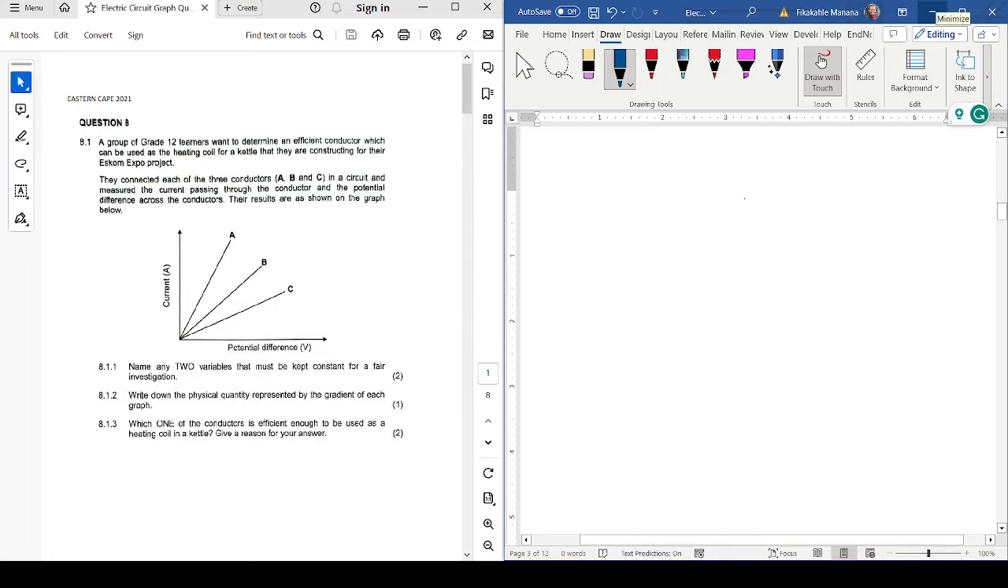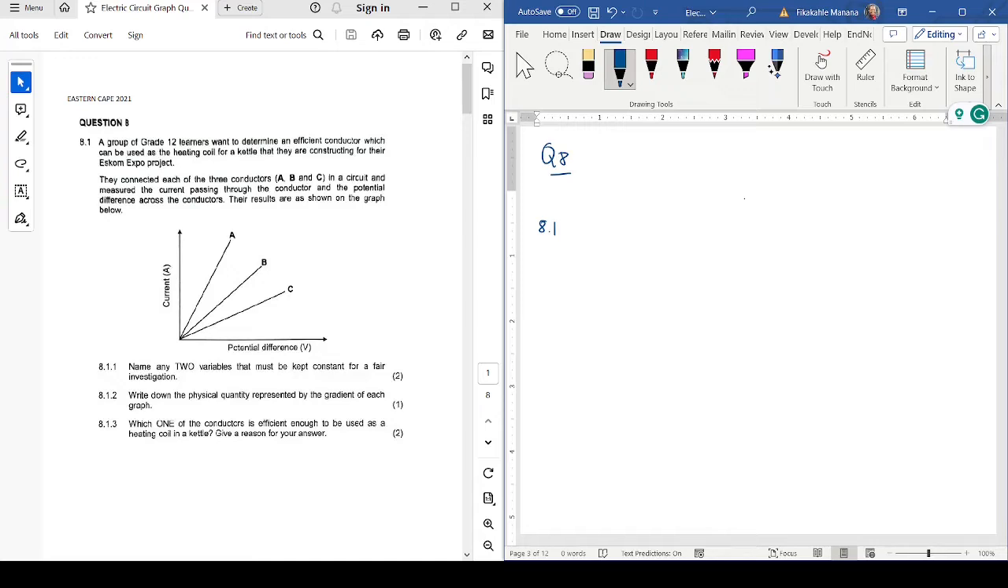So let's start with the first question. Well, it's not question 1, but I just tried to look through past papers to see if I can get questions with graphs in it. But anyway, let's read what the scenario is. So we have a group of grade 12 learners wanting to determine an efficient conductor which can be used as the heating coil for a kettle that they are constructing for their Eskom Expo project.